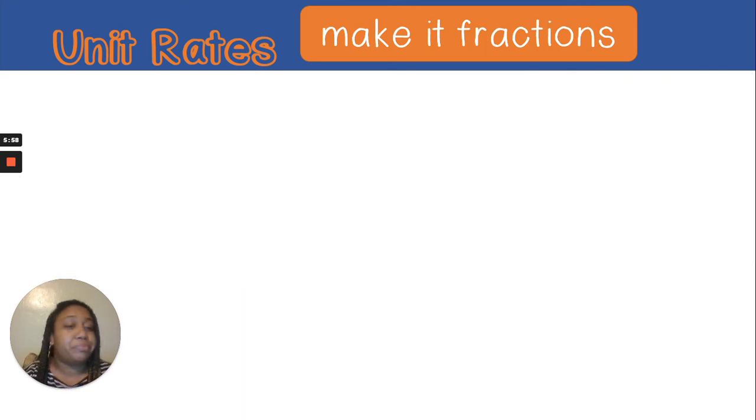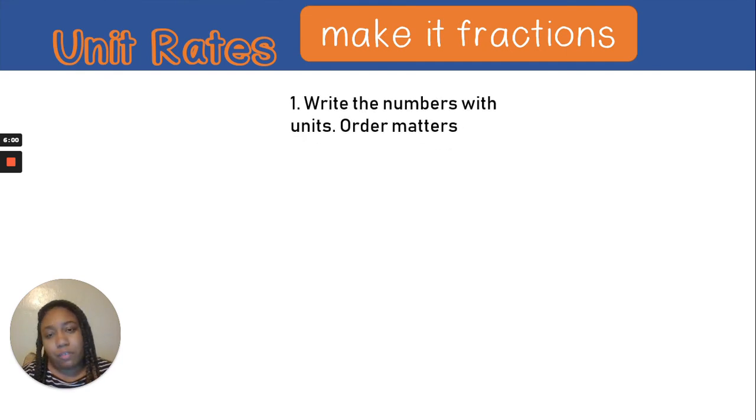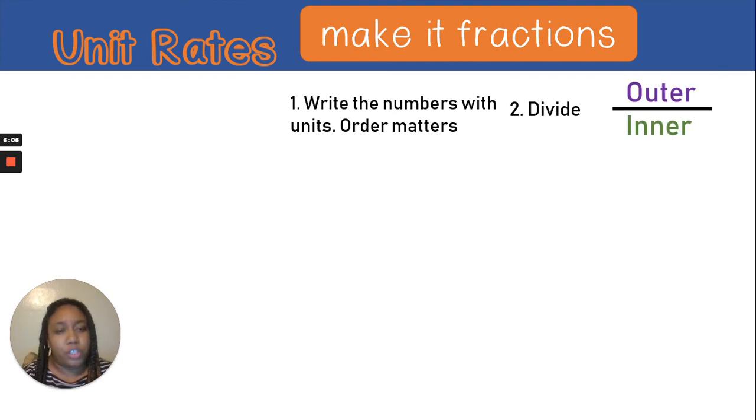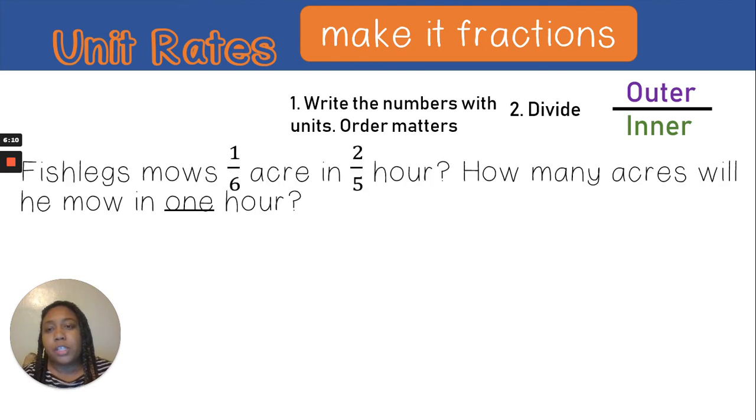I wouldn't know. This is our last and final example. I'm going to still write the numbers in order, still going to divide, still going to talk about how my division of fractions is outer over inner. So fish legs mows 1/6 acre in 2/5 hour. How many acres will he mow in 1 hour? So again, how many acres will he mow in 1 hour?